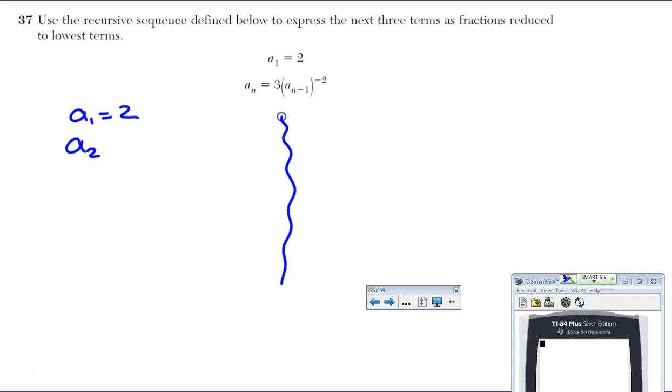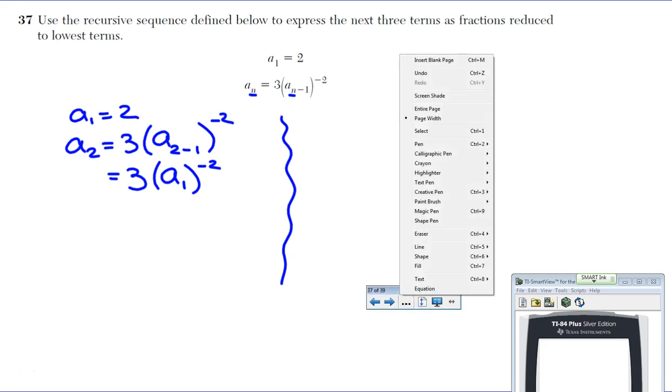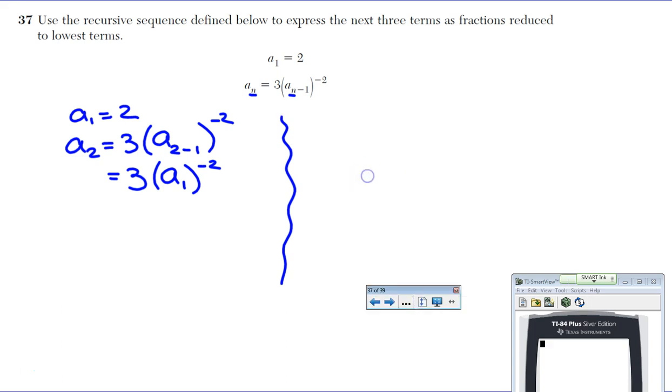Okay, it means that A2 is going to be now your n. So you're going to fill in A2 there. And now we're going to simplify. Okay, now what this means, the lower numbers are subscripts. You do not do anything mathematically to them. They're like adjectives. So after you reduce that, this is saying A1, and A1 is 2.